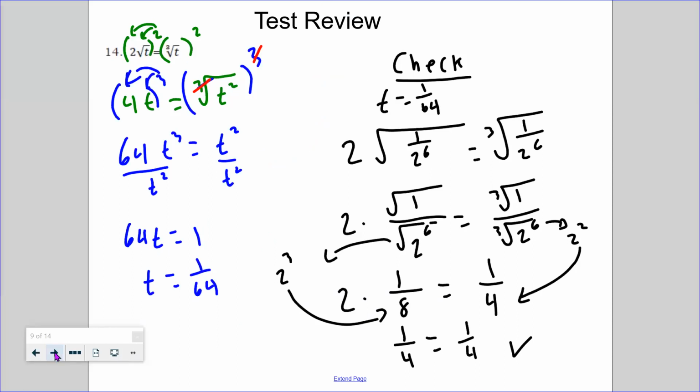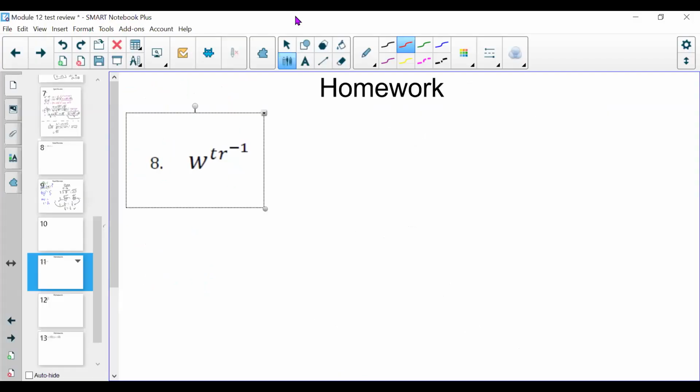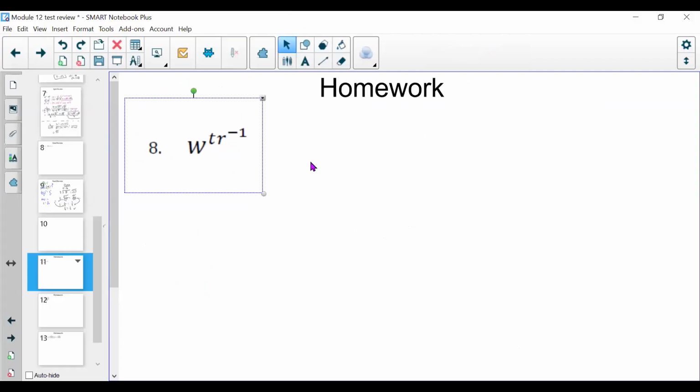All right, let's keep going. Now we're on to the homework. So I'm on number 8 on the homework, so I'll give you all a quick second to pull up the homework, because we're going to be doing homework problems now.